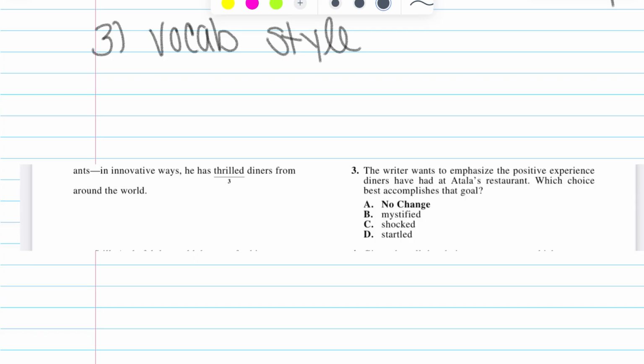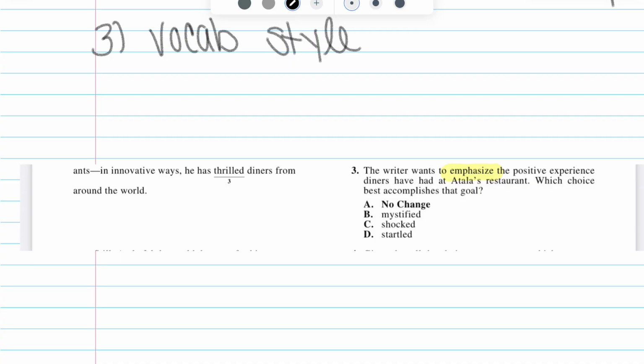The next thing that is being tested that a lot of students miss, and it's really simple, is that they're actually just not reading the question. So whenever you see these long, wordy questions, it sounds silly, but make sure you emphasize it and really, really focus. So number 3, the writer wants to emphasize the positive experience diners have at Atla's restaurant. So what they are actually asking is not which word best fits into this section, but what is going to have the most positive experience.